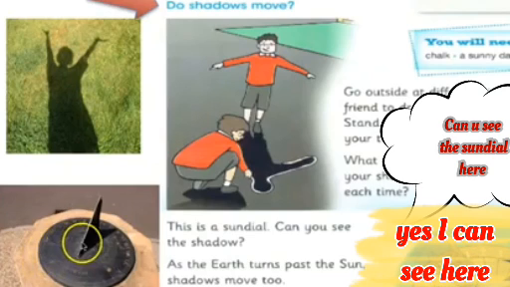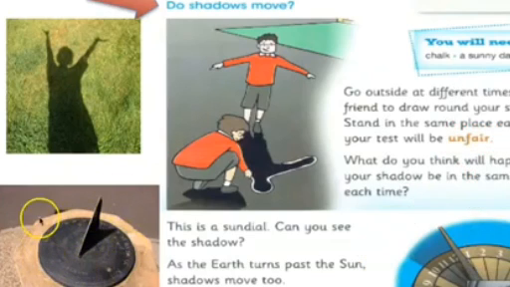Can you see the shadow? This is really cool. Can you see the shadow in the sundial? That tells you what time it is. As the earth turns past the sun, shadows move too. On a sundial, the shadow tells the time, what time it is.